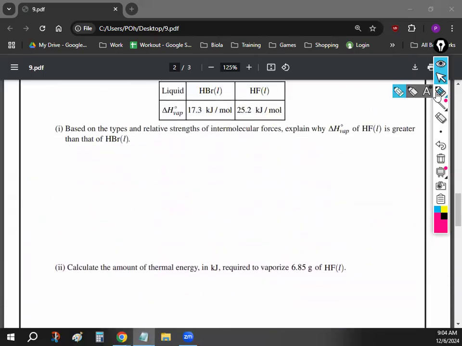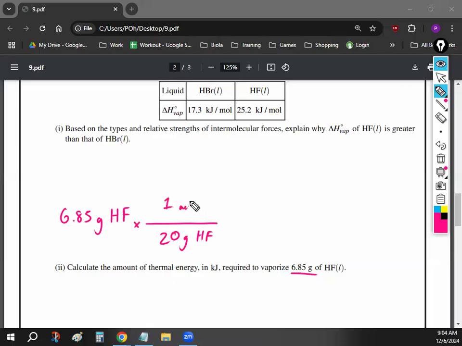For part two, a little bit of dimensional analysis. It's asking you the energy required to vaporize 6.85 grams of HF. So we would start with 6.85 grams of HF. And then you would need to use the molar mass to convert into moles. So you would do, what is that, 19, 20? Yeah, 20 grams of HF per every 1 mole of HF.